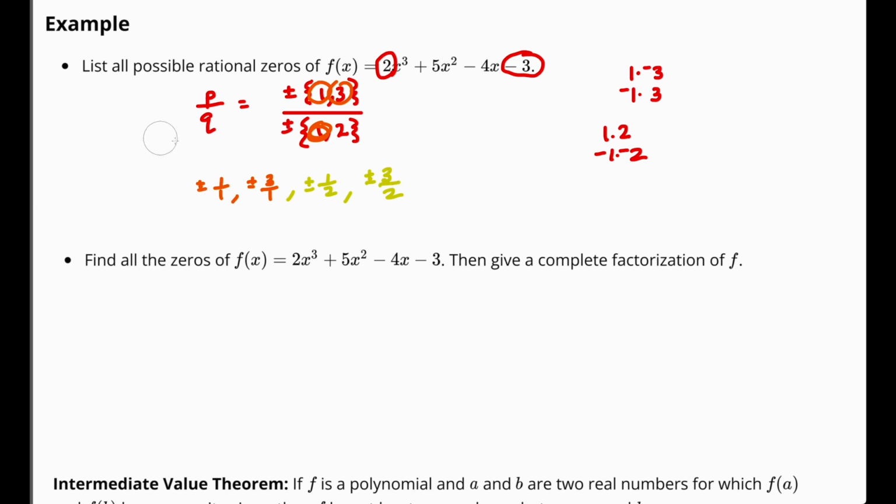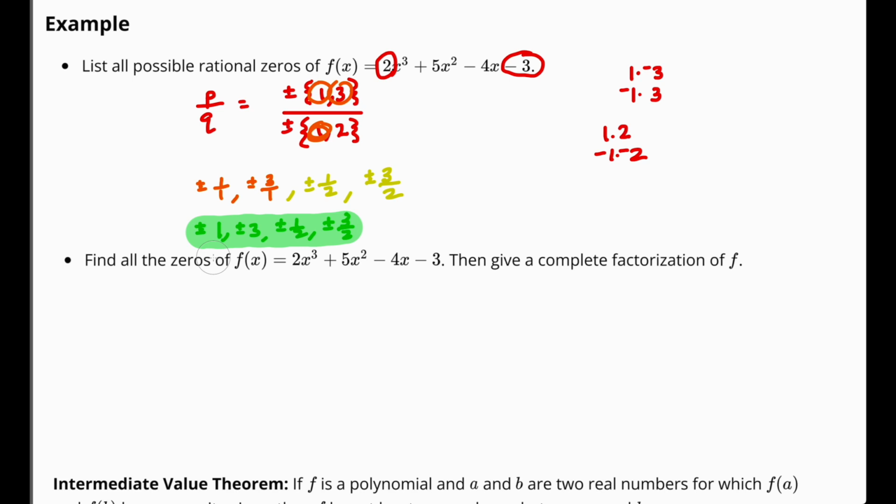So that's basically the final answer for these. Obviously, you have to simplify those because you're not going to write 3 over 1 or 1 over 1. So it's just going to be plus or minus 1, plus or minus 3, plus or minus 1/2, and plus or minus 3/2. And that's going to be the final answer for that one. So again, you just find all the factors of that last term, the -3, and all the factors of the first term too, and divide those. Those are all the possible rational zeros that you can have.